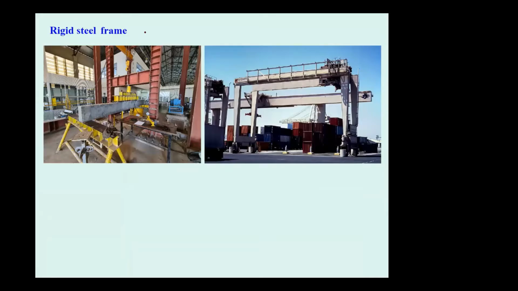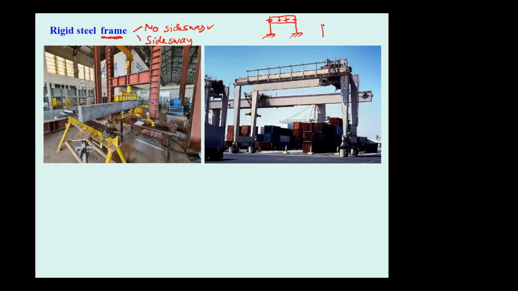We are at chapter 3. We are talking about the analysis of frames. The frames we are considering are one with no side sway and another with side sway. How come? Usually, if the shape of the frame is symmetric, and it is subjected to a symmetric load like this, this kind of frame is a frame with no side sway.